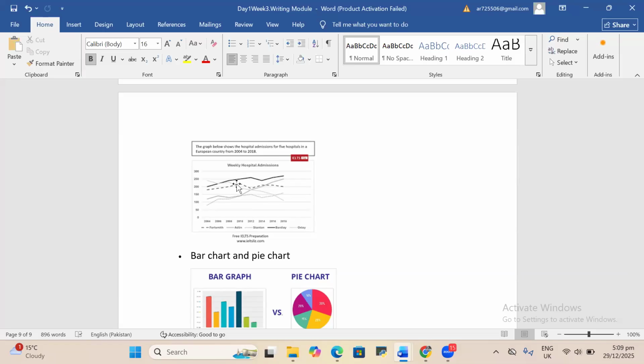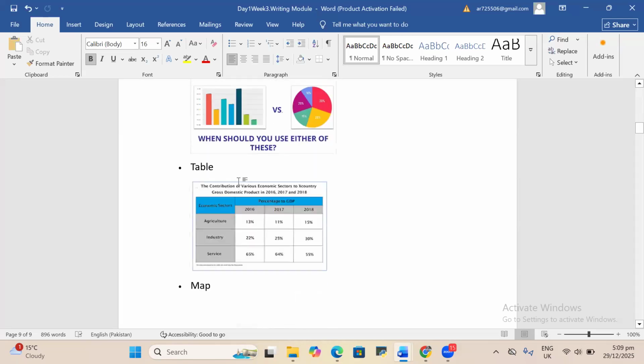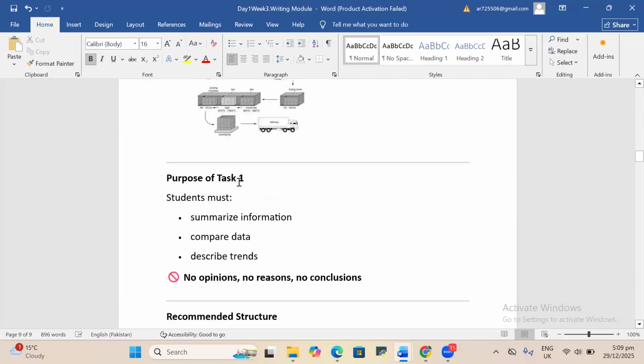After that you need to write two paragraphs. In the first paragraph you can write half of the information, and in the second paragraph you can write the remaining information. How we can write, we will also discuss when we practice. Here I just gave you the overview.